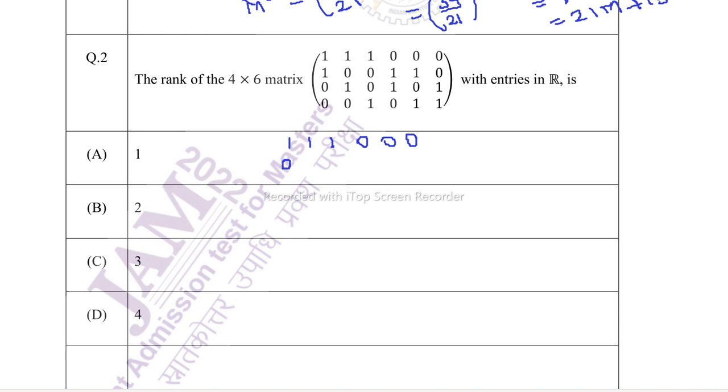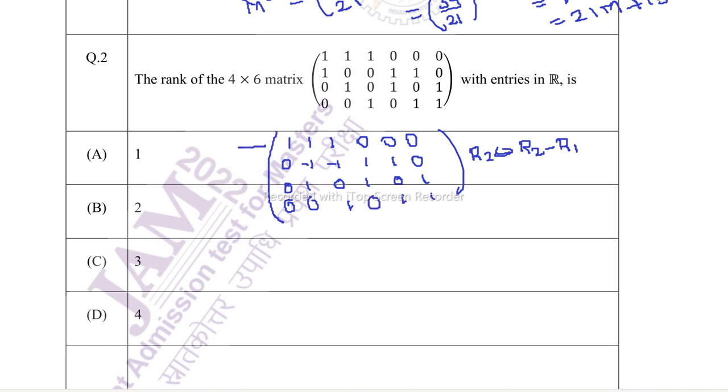Anyway, you can just subtract. So this is minus 1, this is minus 1, and this is 1 1 0. So what we are doing here is the second row is replaced by r2 minus r1. You will get this one. Now keep the third row 0 1 0 1 0 1. The fourth row also you have to keep, 0 0 1 0 1 1.